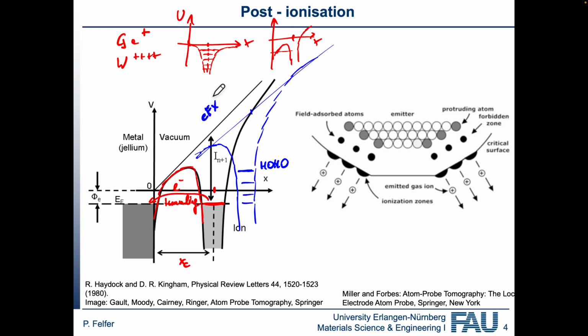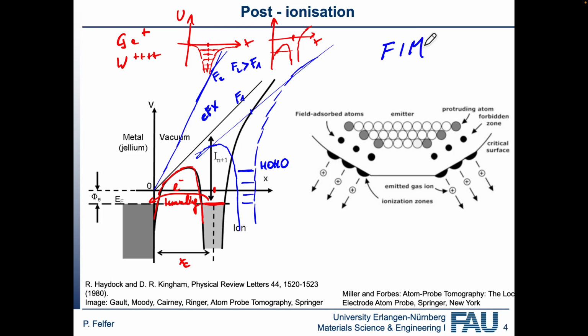Well, if the field gets higher, so this is F1 and this is F2, then F2 is larger than F1, of course. So the higher the field is, the shorter the distance is at which there will be an energy gain. So the higher the field is, the higher the probability is to get post-ionization. And so from this, we can even start calculating what the probability is that I get a singly charged ion, doubly charged ion, and so on, just from simple field considerations. But this is also important if we do field ion microscopy.